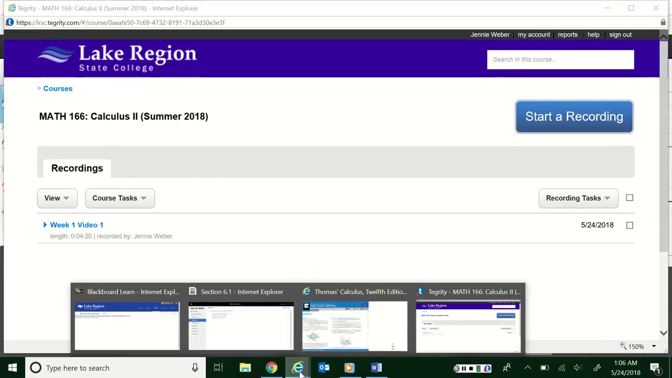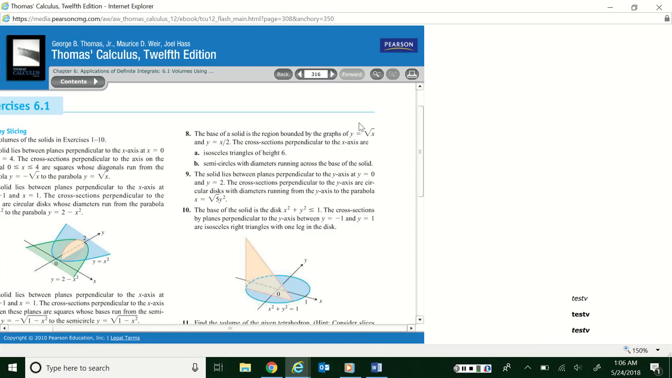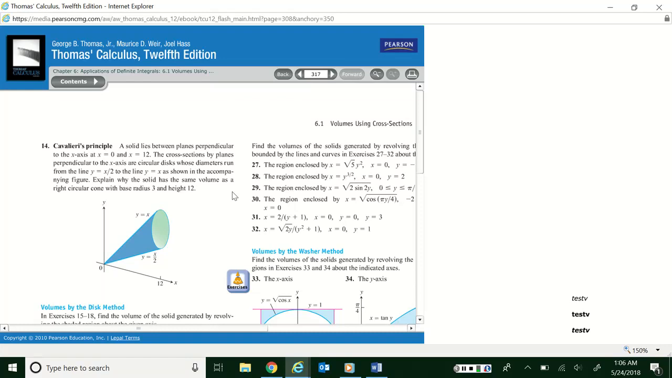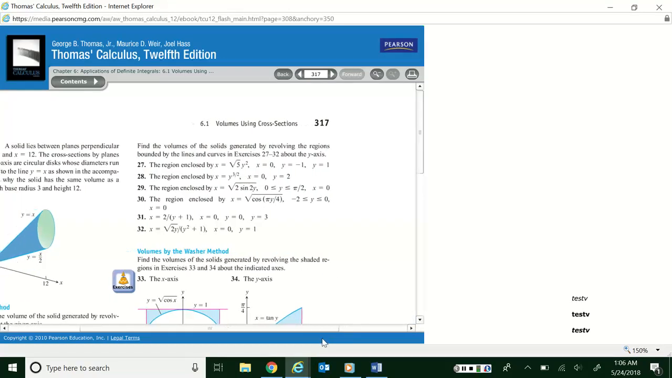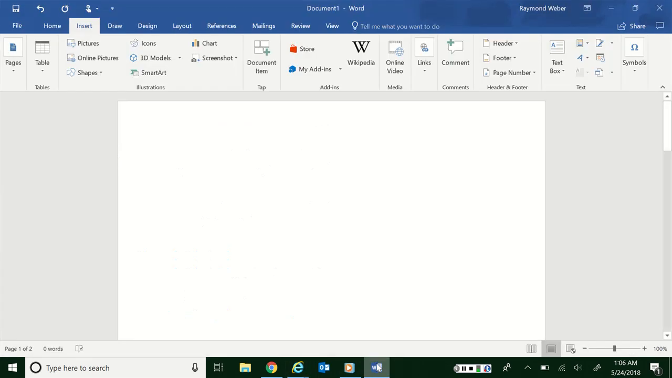Okay, so if I find the right page here, let's go to the next page. We are going to do number 28 here. So we're doing the disk method here. And we have the region enclosed by the graph x equals y to the 3/2, x equals 0, y equals 2, and we're revolving it around the y-axis.